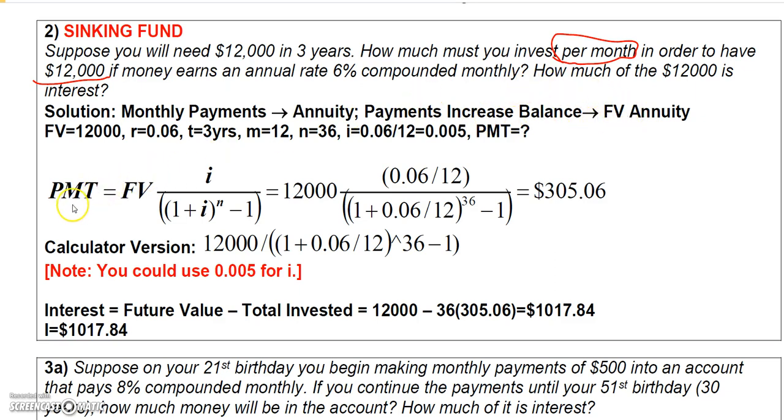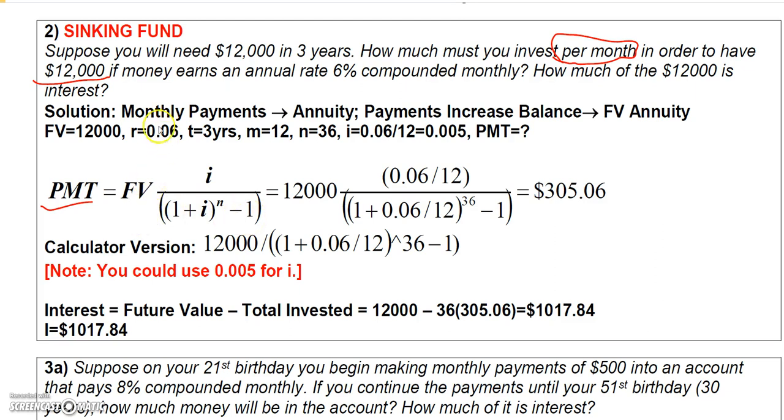And so I'm looking for payment. I want to know the payment, so I'm going to use the payment formula of the future value formula. Still the future value formula, but I'm just looking for payment. So now I have payment equals future value times I over 1 plus I to the n minus 1.